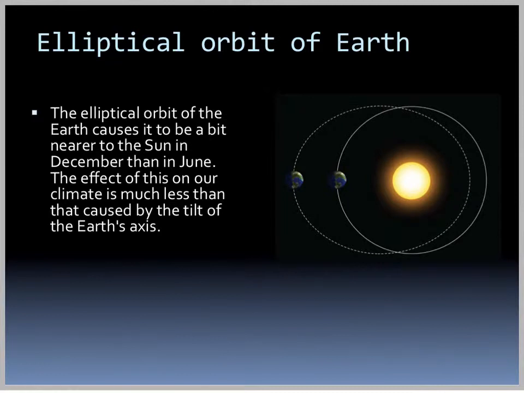Now, the elliptical orbit of the Earth causes it to be a bit nearer to the Sun in December rather than June. And this effect on our climate is much less than the tilt of the Earth's axis. So we're actually closer to the Sun in the northern winter than we are in the northern summer. The Earth's orbit is actually pretty circular. This elliptical orbit is really deceptive. It's almost perfectly circular. It's just slightly elliptical, and we'll come back to that later.